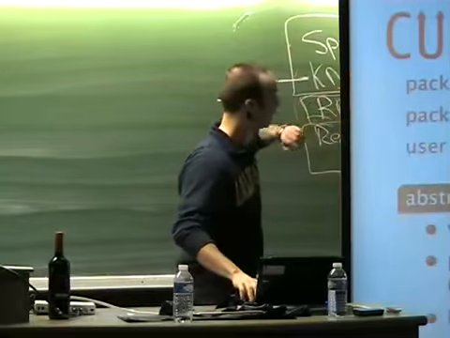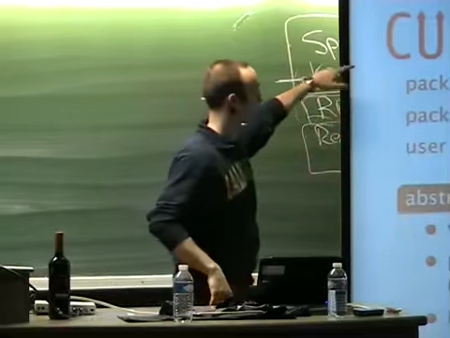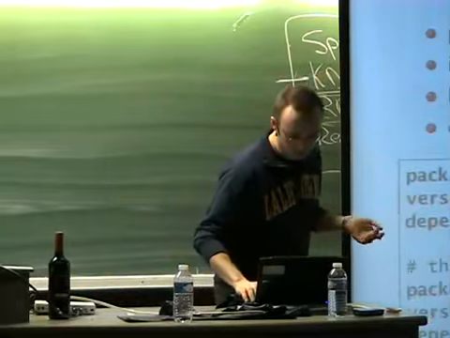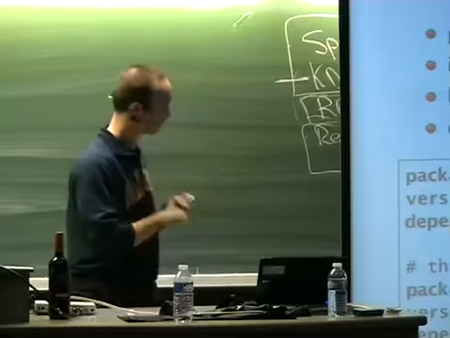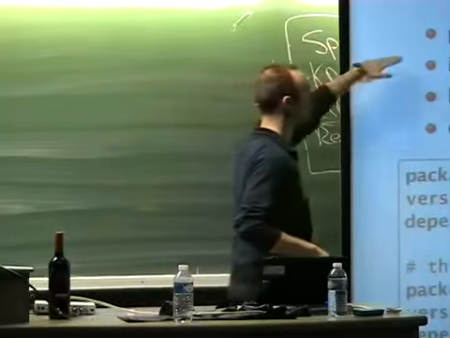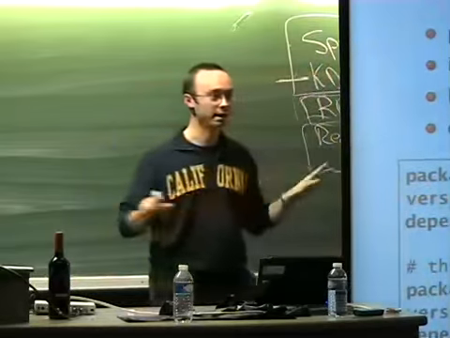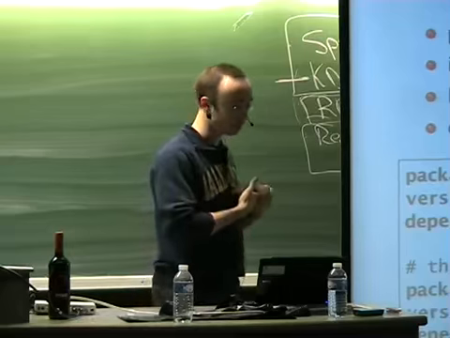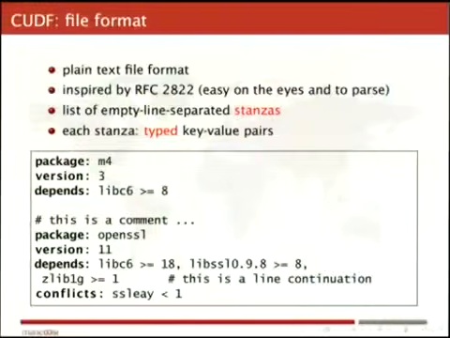So with CUDF, we actually drafted a format in which all these kinds of differences are abstracted over. So let's have a brief overview of how this format looks. It is in the Unix philosophy, so it is a plain text file, no binary format, no XML, nothing like that. It's a very simple plain text file format. It is inspired by RFC 2822, which is actually the format of mailboxes.